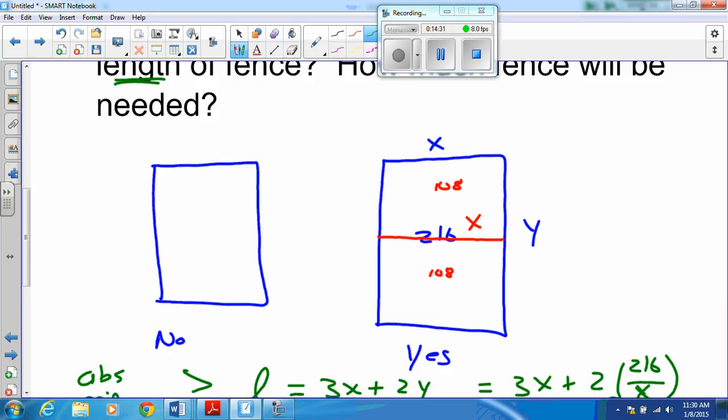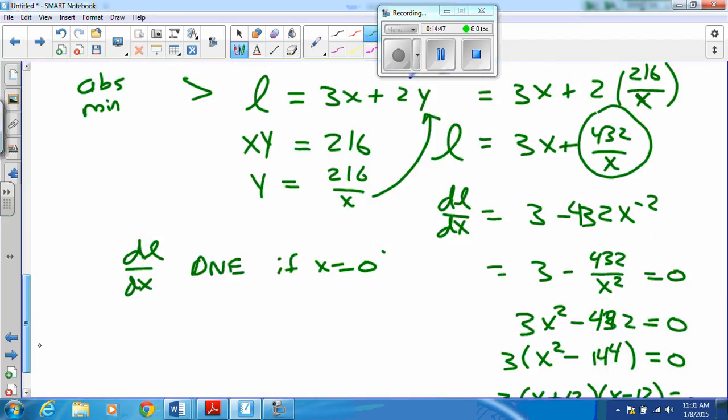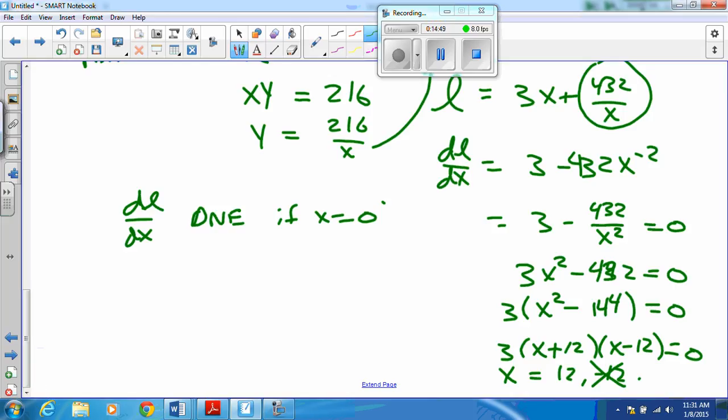What's the largest value of x that I could have? Well, x could keep on getting larger and larger as long as y shrinks to match it, right? So there is no endpoint for our domain. We can't use a critical points and endpoints method. So what are we going to do instead? Instead, we're going to consider the sign of dL/dx.